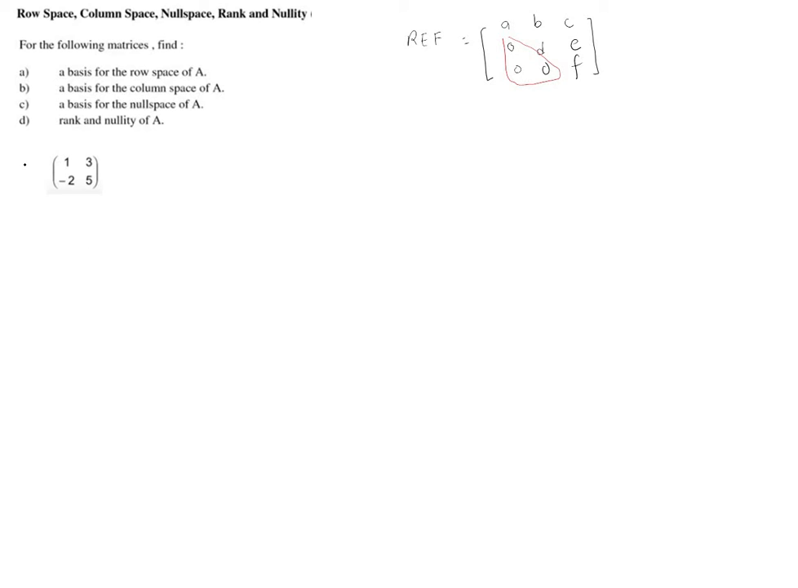Okay, let's say this is matrix A. So we have a matrix A, 1, 3, negative 2, 5. So kita nak tukar dia, we will try to reduce this matrix into REF form. Okay, first entry kat sini dah memang 1. So okay, kita nak tukar yang ni, negative 2, nak jadikan kosong. So we want to change the second row.